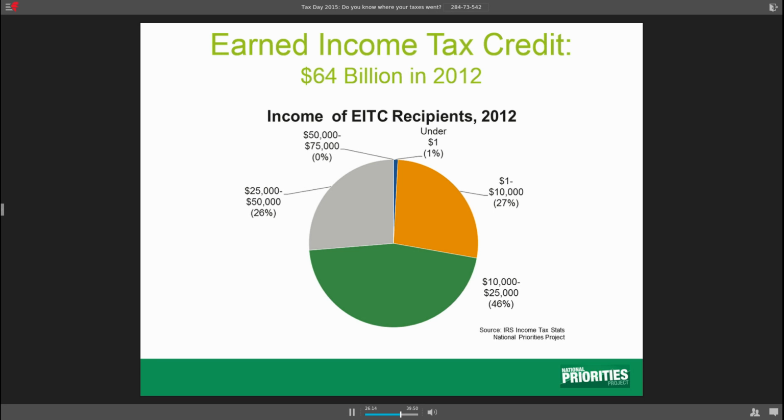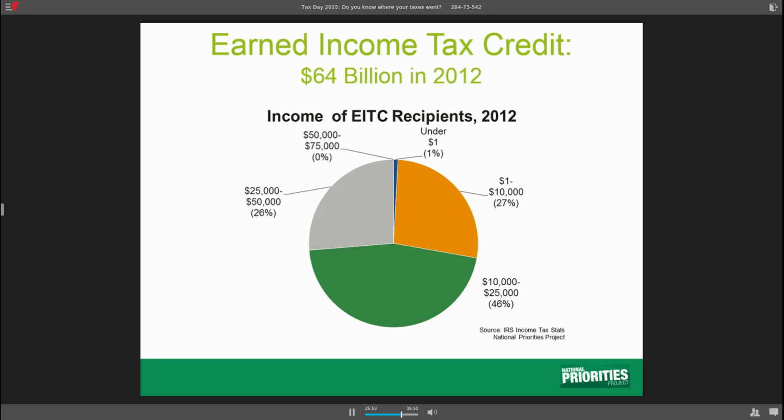Now, just to put that in some context, the median household income for the United States right now is about $50,000. So that means that about half of all US households earn less than $50,000 and half earn more. But about half of EITC recipients earn between $10,000 and $25,000. When you look at even lower income, you see that 27% of EITC recipients earned between $1,000 and $10,000. So put those together, and almost 3/4 of EITC recipients were below $25,000, which is less than half of the median income for the United States.